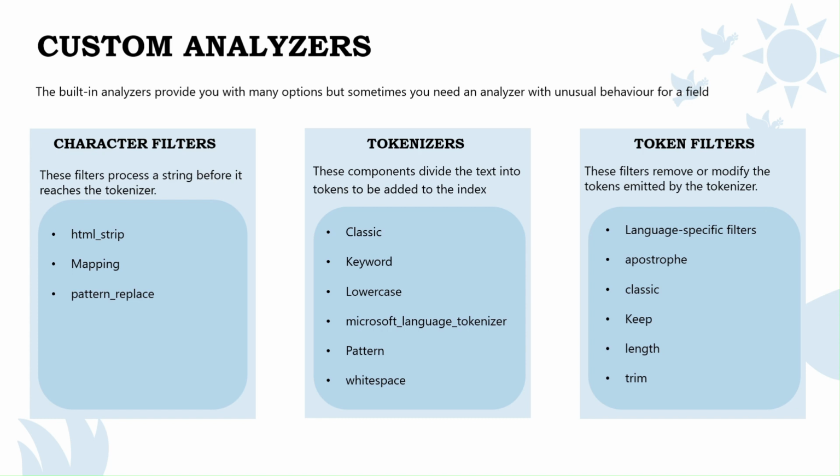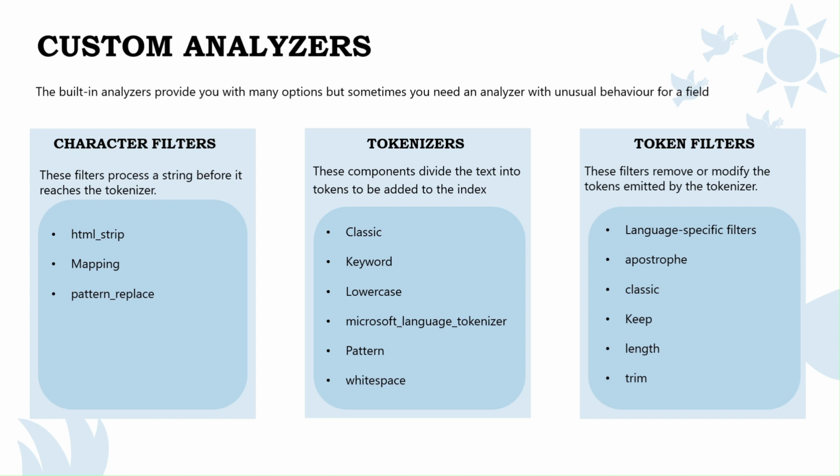Well, it's made up of three key components. Character filters: these get applied first and process the text before it even gets split into smaller pieces. Tokenizers: these are the ones that break the text down into individual pieces called tokens, which are added to your index. Token filters: after the tokenizer works its magic, token filters help to further refine the tokens by removing unnecessary parts or modifying them. So let's break each one down a bit more.